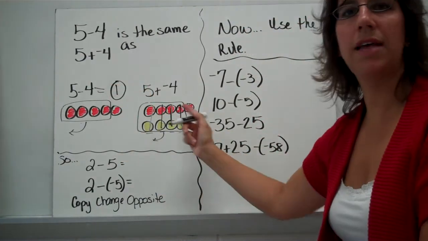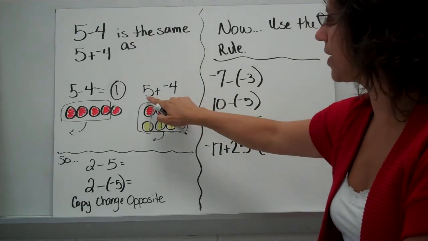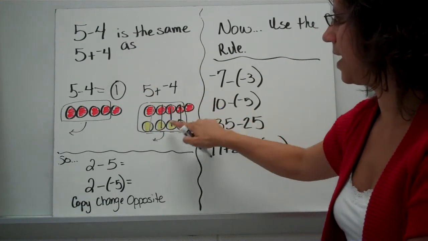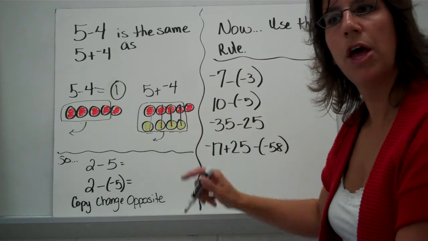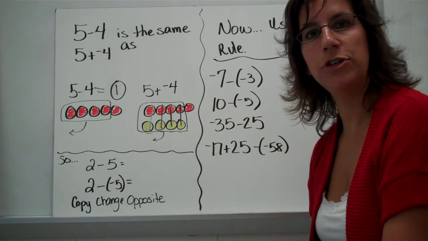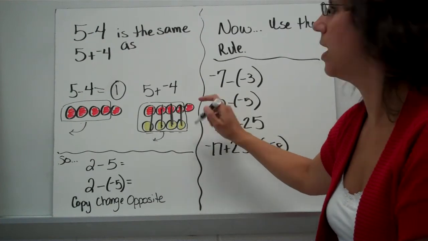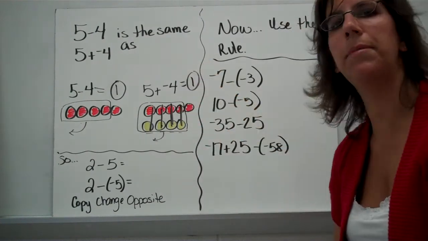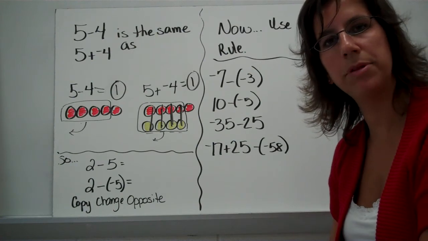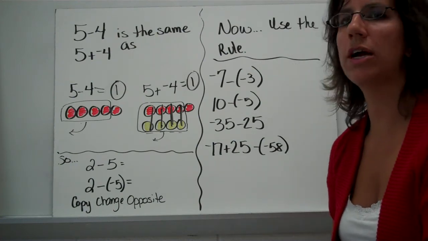All right, I'm going to do the exact same and draw this picture out. I've got positive 5 and a negative 4. Remember, we're going to take away all of our additive inverse pairs. So I'm going to take all of those away, and what are we left with? A positive 1. Do you see how you get the exact same answer? It's the exact same problem. This is one of the subtraction rules.